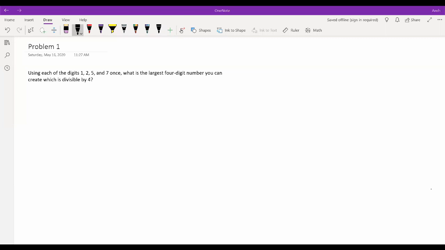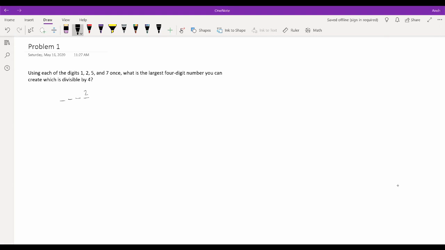So we can use what we know about multiples of 4. Obviously, if it's a multiple of 4, it's also a multiple of 2, so it has to be even. This means that 2 has to be the last digit. Now, in order to make a multiple of 4, we need to see that the last 2 digits are divisible by 4. So we just need to check pairs of 2.